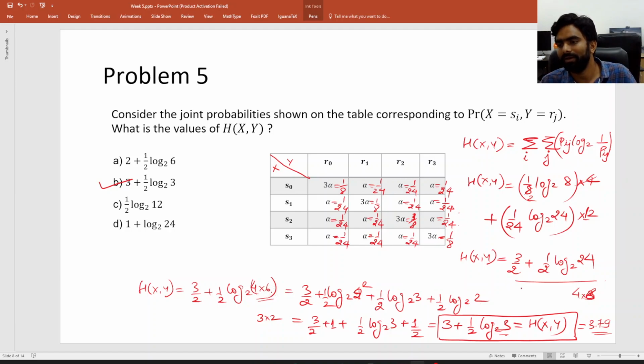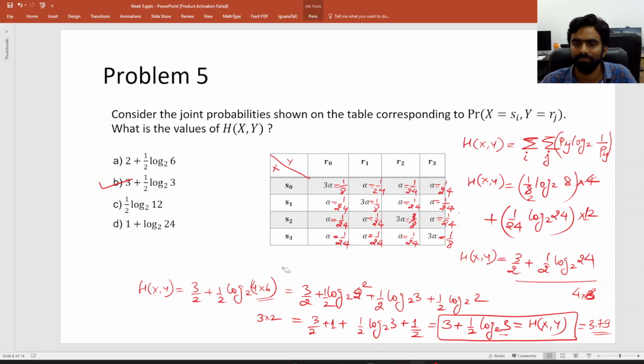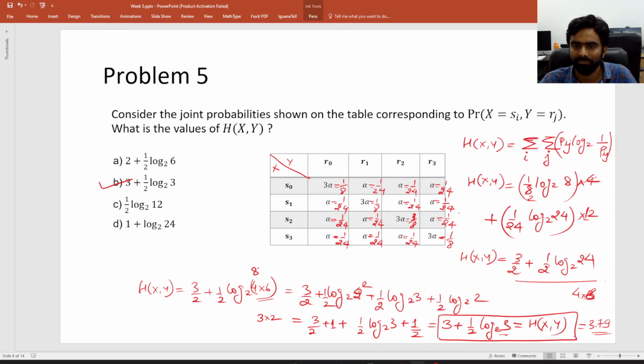Or you can expand this as 4 into 3 into 2, or directly 8 into 3. Because now I can multiple of 2. Yes, now I can clear. 8 into 3 would be more suitable.